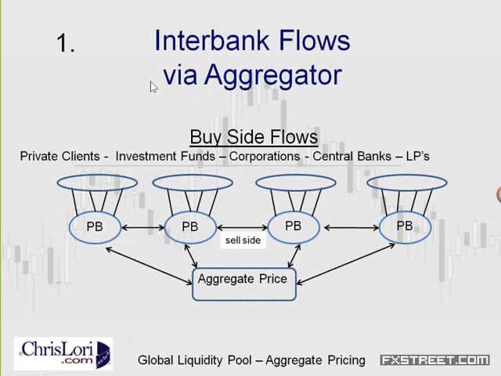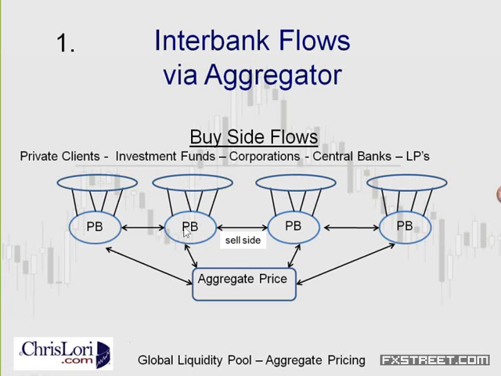So if we look at interbank flows via an aggregator, effectively this is how it's structured. You'll have a bank, and we call it a PB, a private bank, or a private bank may act as what's called a prime brokerage. There's clearly a very large number of private banks, and they are what we call on the sell side of the market. So they're offering up liquidity to clients.